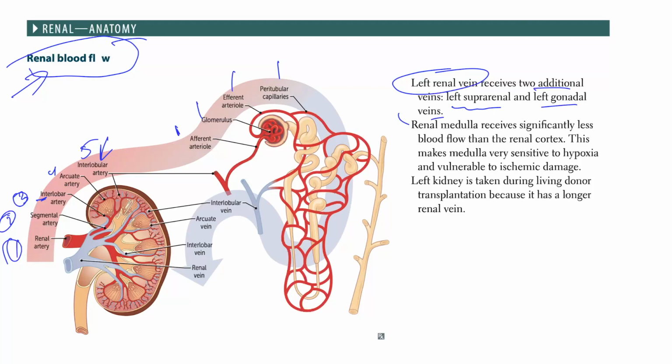Okay, renal medulla receives significantly less blood supply. Very important: the medulla receives less blood flow than the renal cortex. Okay, this makes the medulla very sensitive to hypoxia and vulnerable to ischemic damage. The left kidney is taken during living donor transplantation because it has a longer renal vein.